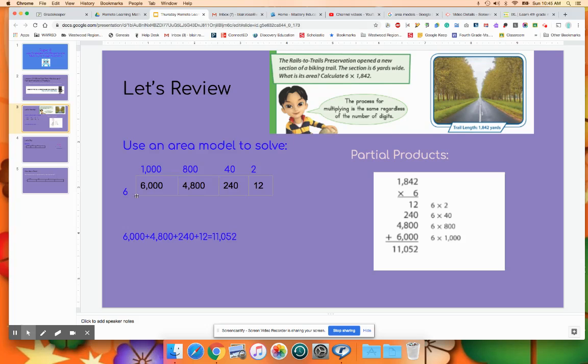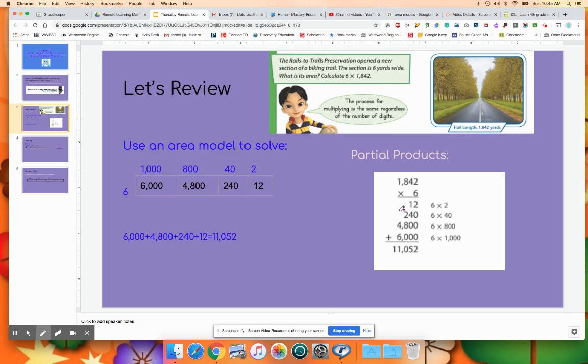So here I set up my box, my area model box. I put the 6 on the outside. I broke apart that 1,842 like expanded form according to place value. So I have 1,000, 800, 40, and a 2. And then I'm just going to multiply. So 6 times 1,000 is 6,000. 6 times 800 is 4,800. 6 times 40 is 240. And then 6 times 2 is 12. These are all of our partial products, right? If you add them up, the sum would be 11,052.